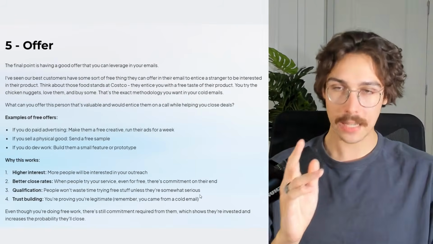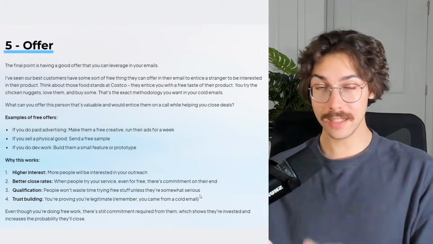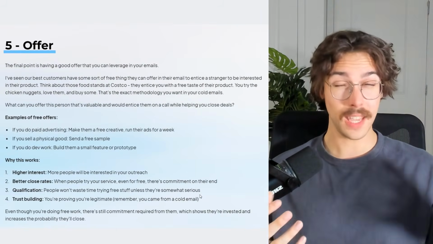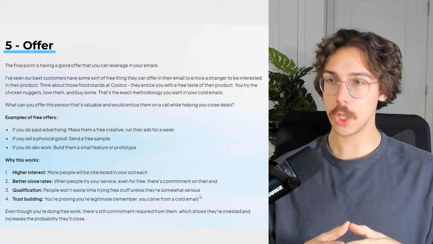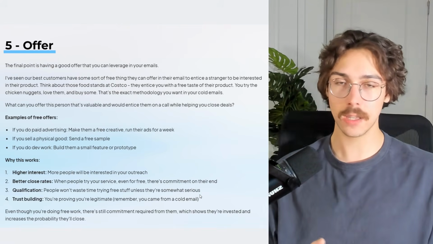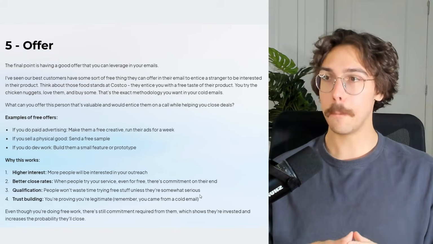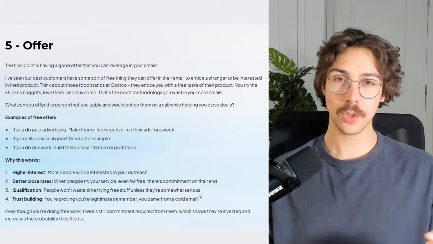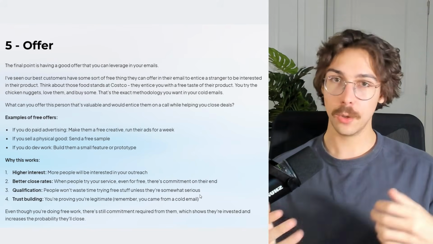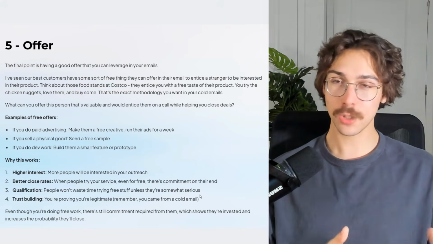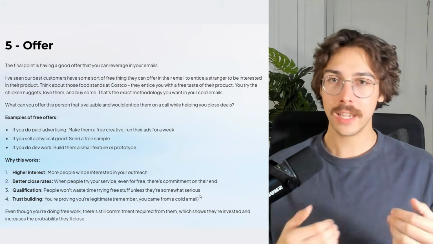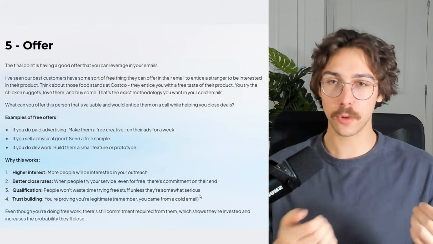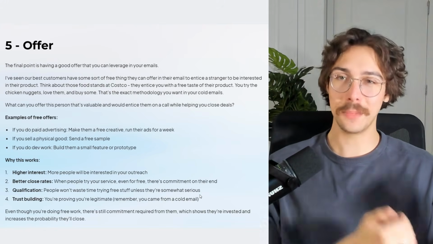And that brings me to my last point, which I would say is probably easiest to implement and I see drive a massive difference, is having a good offer or lead magnet that you can leverage in your emails. I've seen our best customers have some sort of free thing that they're offering in their email so that they can entice a stranger who does not know them to become an interested person who's interested in learning more, just by giving them a good offer or a good freebie.